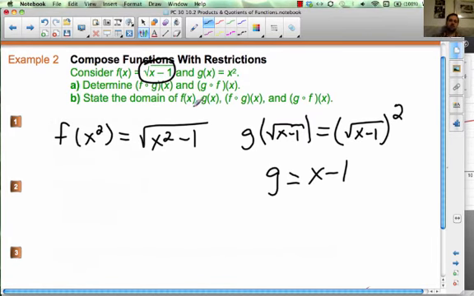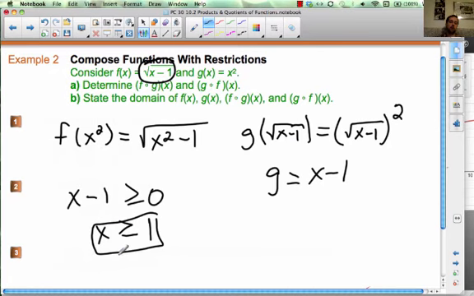Now, let's state the domain of all of these functions. So consider this function. We're not allowed to take the square root of a negative number. So anything that makes this negative is not allowed. So x minus 1 must be greater than or equal to 0, which means x must be greater than or equal to positive 1. So that's the domain of f of x. Now, the domain of g of x is anything. Anything is allowed in g of x. So x is an element of the reals. This is the domain of g of x.